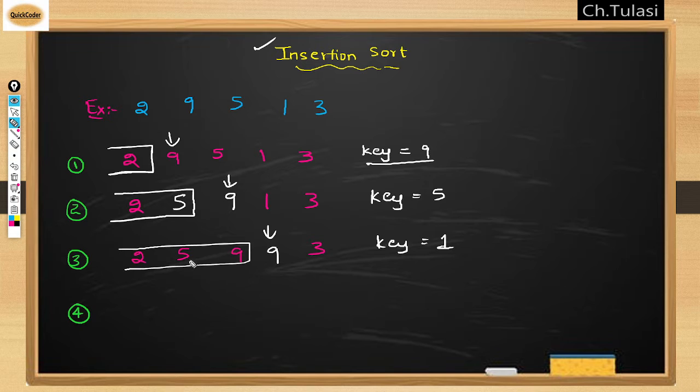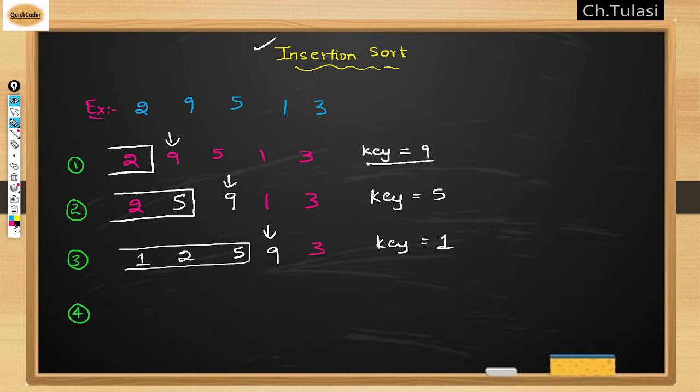And again my key will be compared with 5. Is my key less than 5? Yes, my key is less than 5. My 5 will be shifted one step forward. And again my key will be checked with 2. Is my 1 less than 2? Yes, 1 is less than 2. Again this 2 will move one step forward. And there are no other elements to check, so my 1 will be placed here, in place of 2.